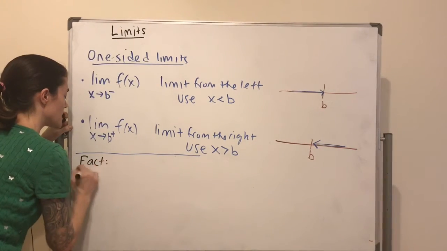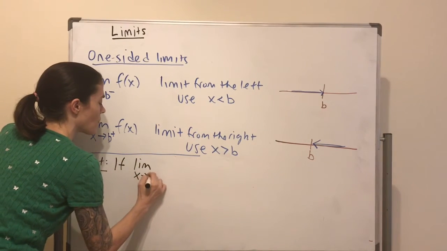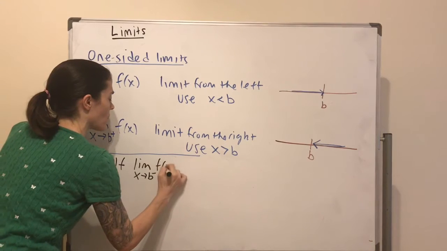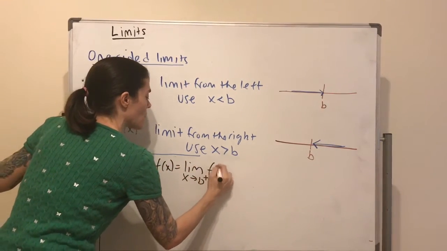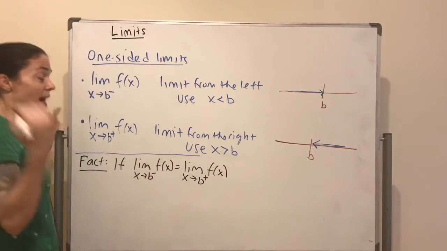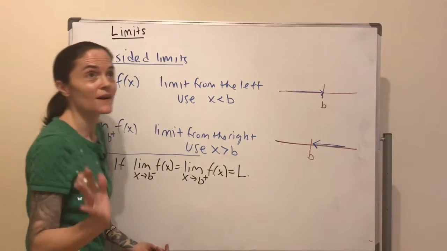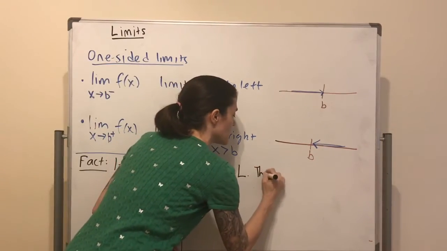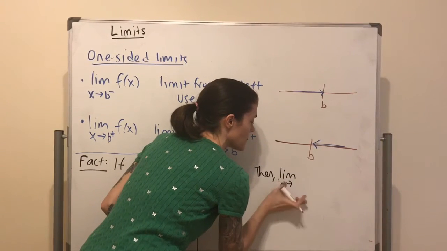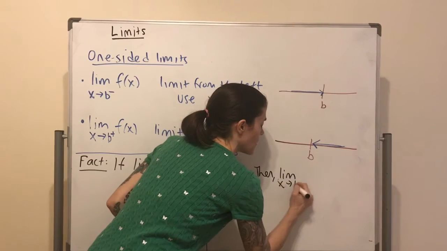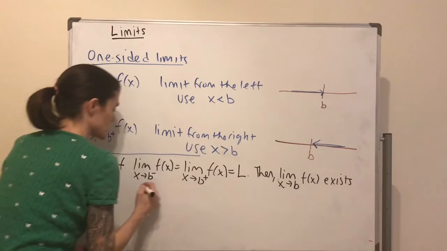What we can use here with one-sided limits is if the limit from the left equals the limit from the right, then I'll just say equals some number L. Then the overall limit, or two-sided limit, is this number. So first of all, it exists. The limit as x approaches b of f of x exists and equals L.